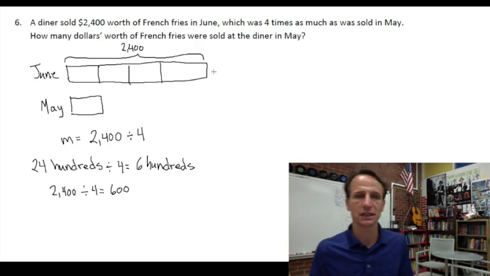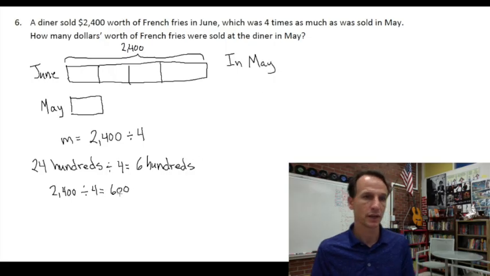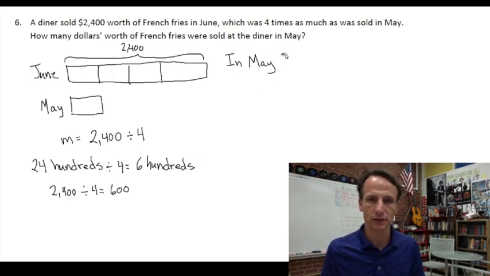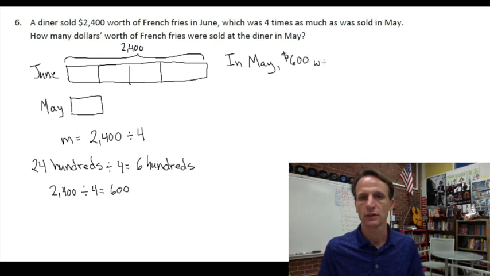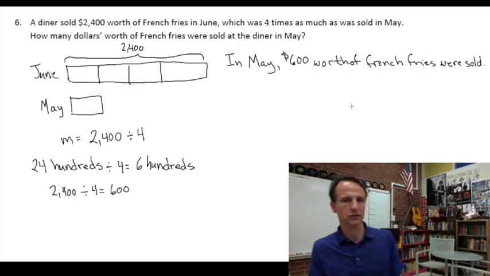So now our question is how many dollars worth of French fries were sold at the diner in May. So in May, how many dollars worth? $600 worth of French fries were sold. Oh, that's the passive voice. I could have said the diner sold. Okay, in May, $600 worth of French fries were sold.